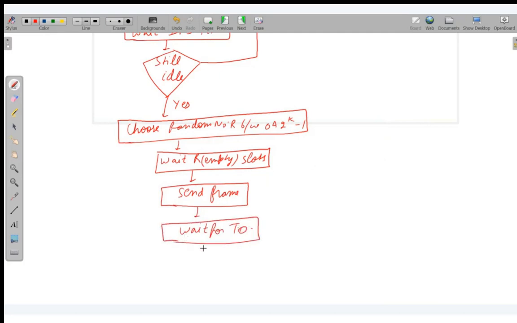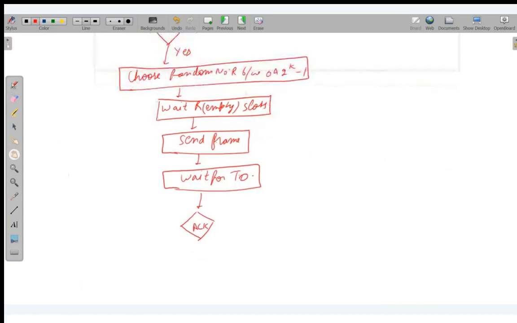I have told you, even after these many precautions, collision may occur. So we will wait for acknowledgements. That's why we have said here, after sending the frame, we will wait for timeout. If ACK is received, then it is success. Otherwise, you will increase the attempt and so on. So ACK, yes, then we will say we have got the success. And if the answer is no, you have not received the ACK, then the attempt will increase. K is equal to K plus 1.